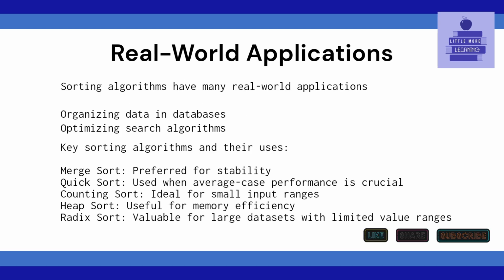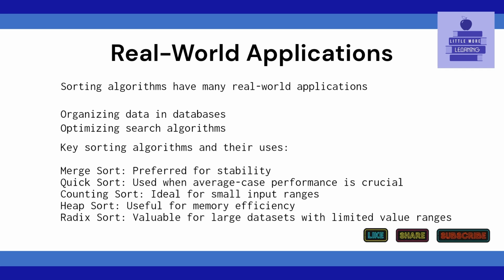Sorting algorithms are integral to countless real-world applications, from organizing data in databases to optimizing search algorithms. Merge sort is preferred for its stability. Quicksort is used when average case performance is crucial, and counting sort is ideal when the input range is small. Understanding these algorithms allows you to choose the right one for your specific needs. For instance, merge sort is used in situations where stability is important, meaning equal elements should appear in the same order in the sorted output as they appear in the input.